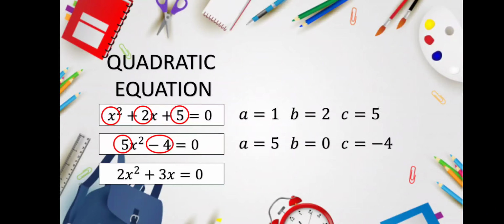Next, let's move on with example number 3. 2x squared plus 3x is equal to 0. The value of a is 2. The value of b is 3. And the value of c is 0 because there is no constant in the given equation.